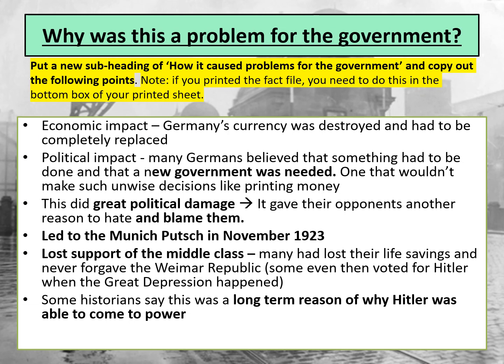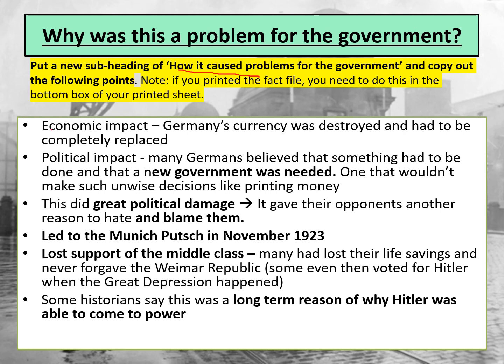You come up with some of your own points now, and let's see what we can add as well about why this was a problem for the government. So put this as a new subheading, unless of course you've printed the sheet, and then you can just write it in that box at the bottom. But we need to make some notes about why this was a problem for the government so we can get past a grade 5. So let's have a little look at the points here.